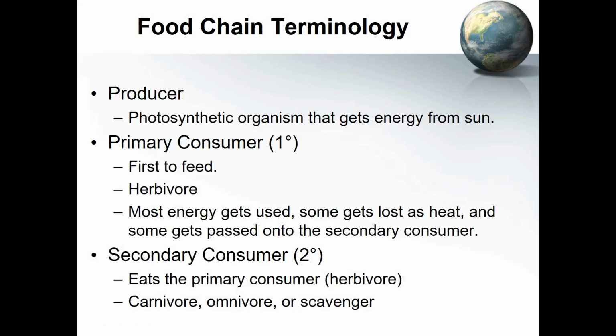Let's look at the next one. Next one is called secondary consumer. They are the second degree, second tier level. So what do they do? They eat the primary consumer. For example, a lion, they eat what? Donkeys, cows. Then we call them carnivores. Omnivores also belong to that group. Scavengers also belong to that group.